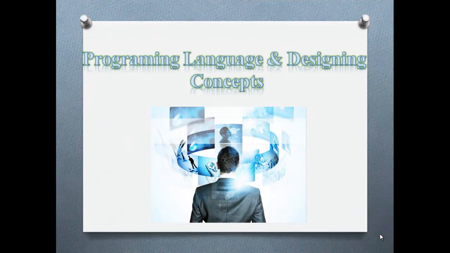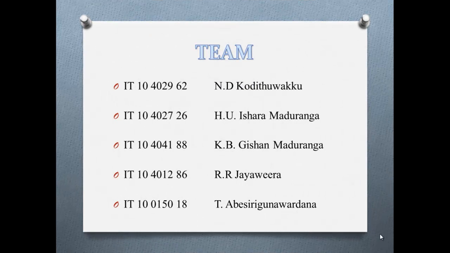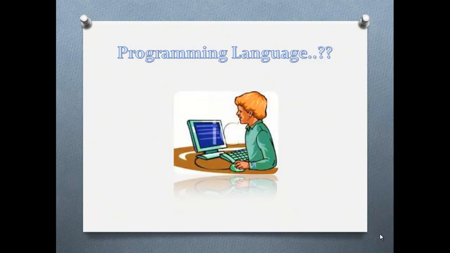Hello everyone, this video will mainly consider programming languages and design concepts. Before going through this video, we should try to define a programming language. A programming language is an artificial language that is designed to communicate instructions to a machine. Also, it can be used to create programs that control the behavior of a machine and to express algorithms precisely.